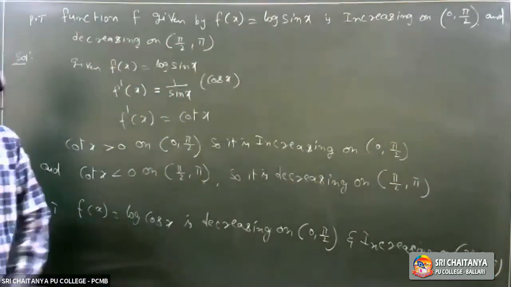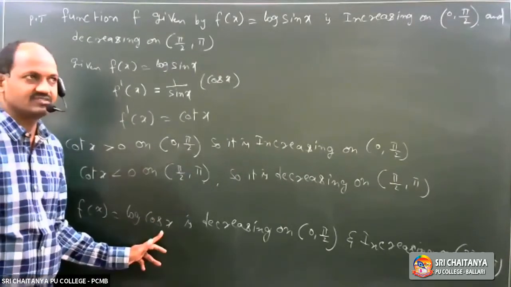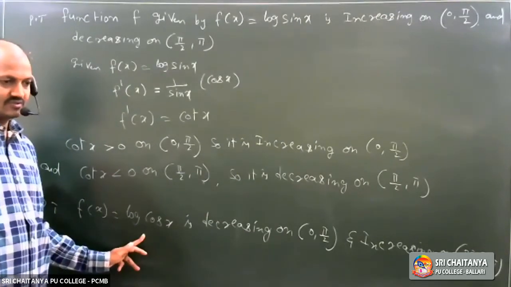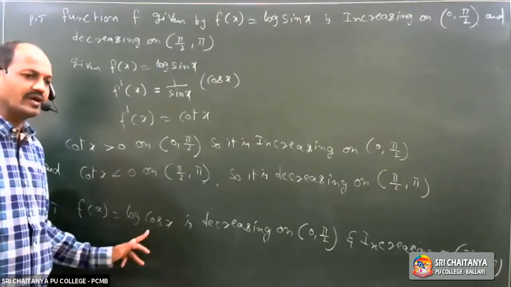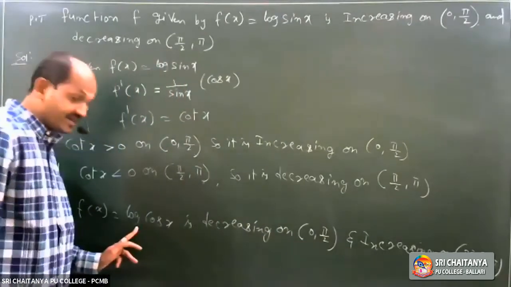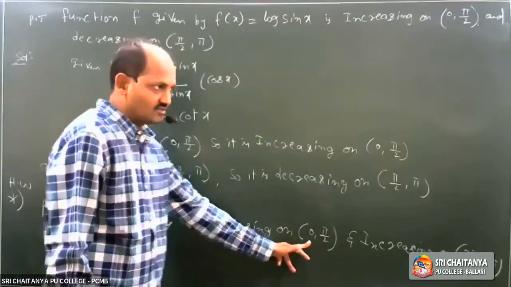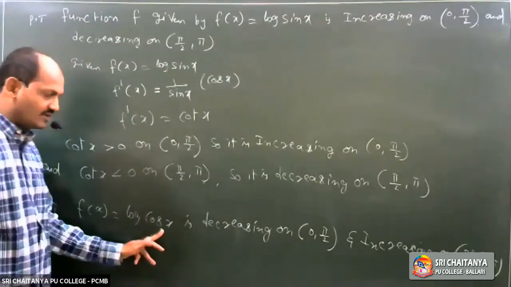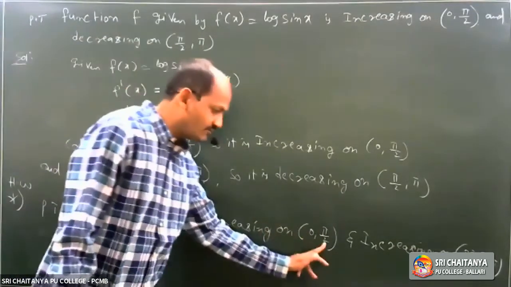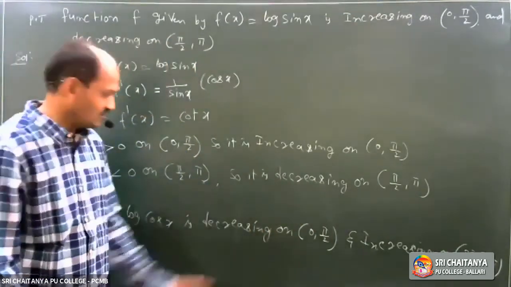Directly, the derivative of log of cos x is 1 by cos x into the derivative of cos, which has a minus sign. So the derivative of log of cos x is minus tan x. Tan is positive in 0 to pi by 2, but it is minus tan, which means it is negative on 0 to pi by 2. Tan x is positive in the first quadrant, but minus tan x is negative in 0 to pi by 2. So decreasing.